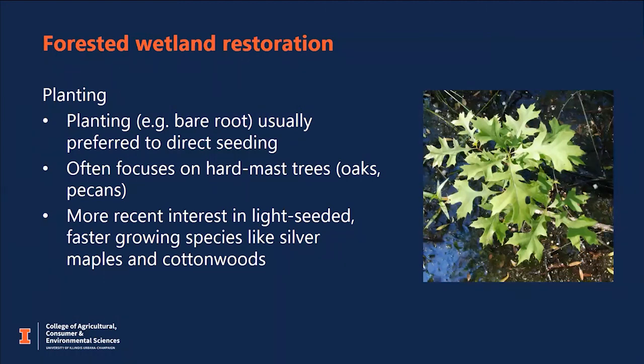And there's been more recent interest in intentionally introducing other species as well, like light-seeded and faster growing trees like silver maple and cottonwoods. Even though species like silver maple, cottonwoods, willows will actually readily recolonize most restored forests on their own, planting them can give forest restoration a head start, more rapidly establish vertical vegetation structure that's important for species like songbirds, and also very quickly create closed canopy conditions, which can shade the understory and prevent invasion by species like reed canary grass.